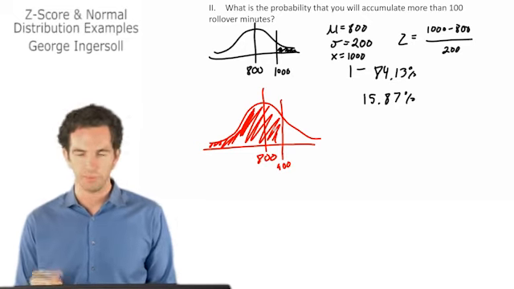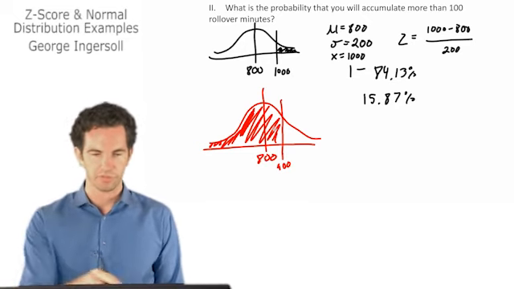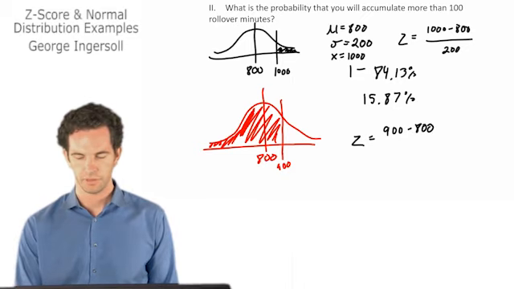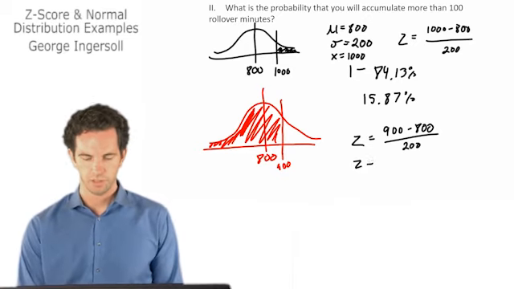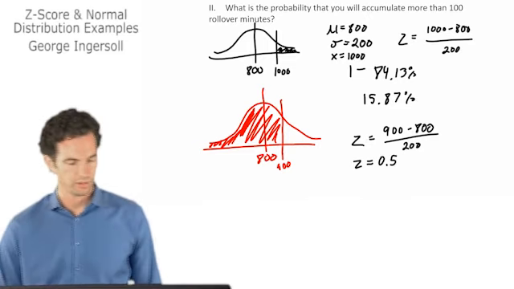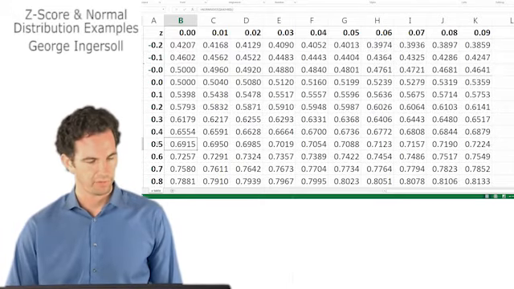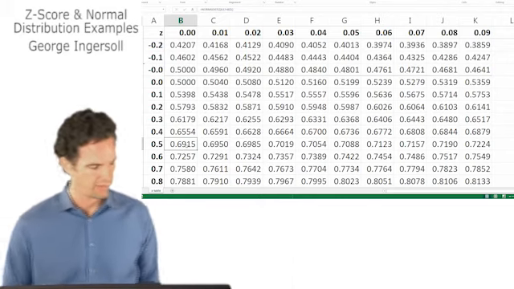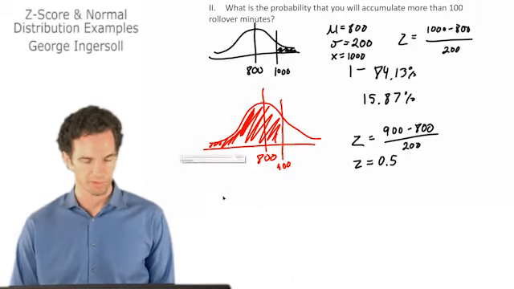What's the probability that I will accumulate more than 100 rollover minutes? So we're solving for z. Here we got 900 minus 800 divided by my standard deviation of 200. So z is going to be equal to 0.5. And let's go ahead and look in our table. Here's a z value of 0.50. And that's going to be equal to 0.6915, otherwise known as 69.15%.